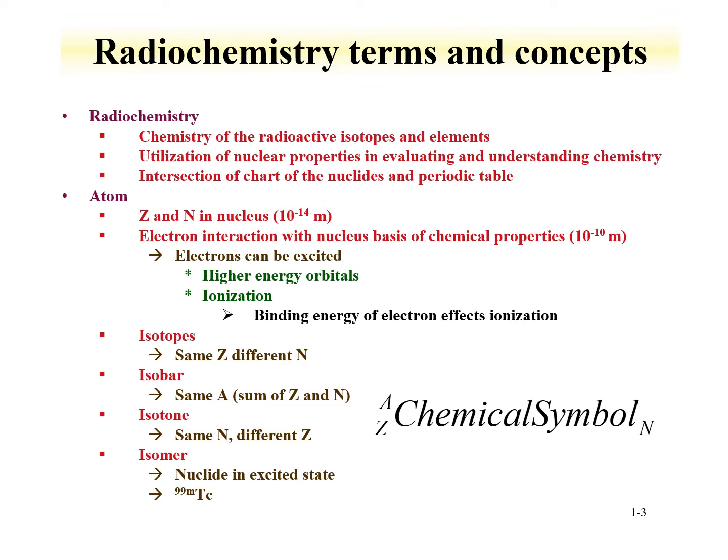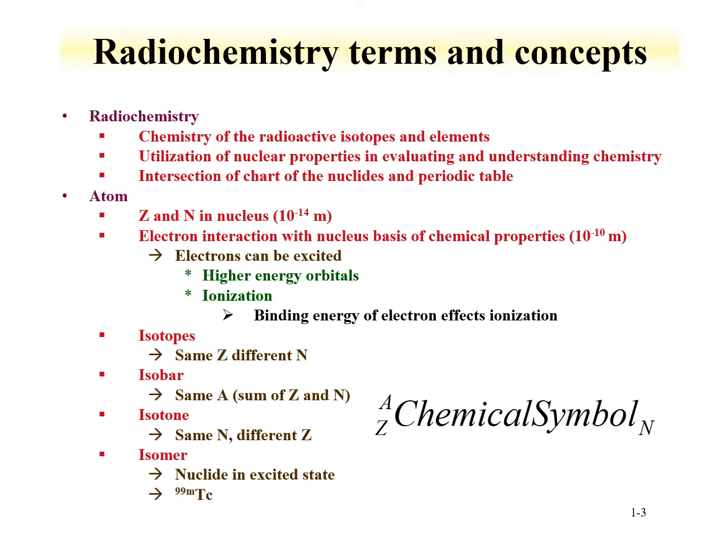And electrons can be excited, they can get into higher energy orbitals, they can undergo ionization. These binding energies of electrons can affect ionization. That changes some of the chemical properties, so different oxidation states. This will come into play more when we talk about the actinides, where there are multiple oxidation states. And that has to do with the fact that electrons are being loaded up into those electron orbitals, and the energy differences between the different orbitals are very small.